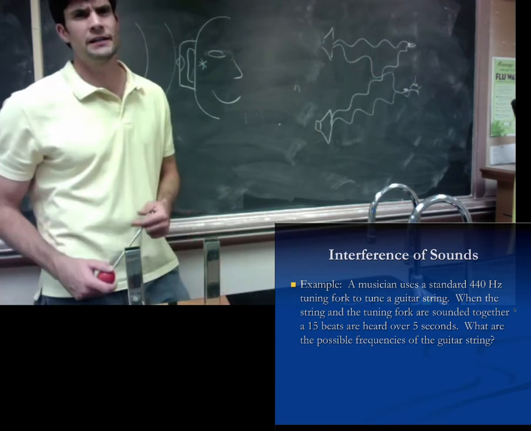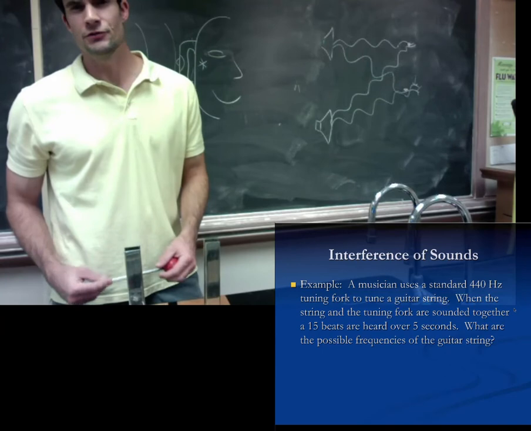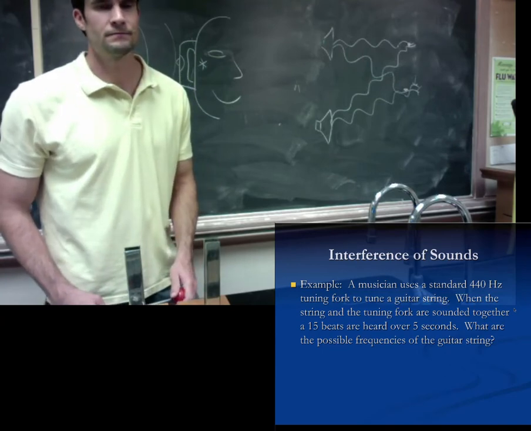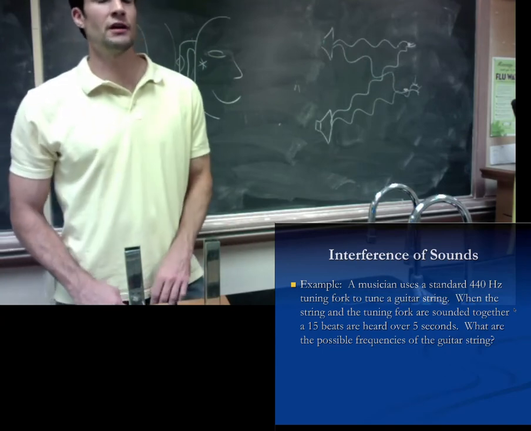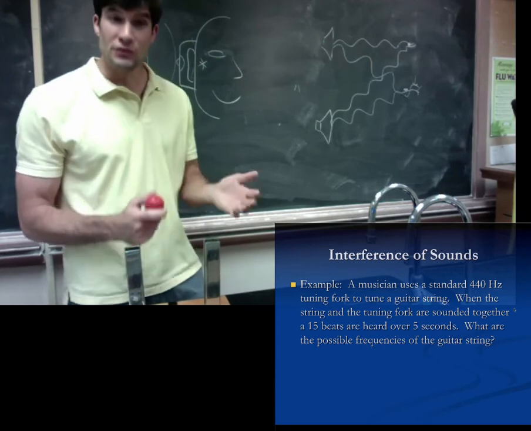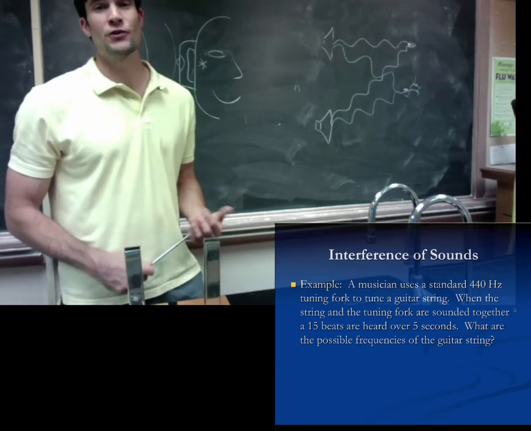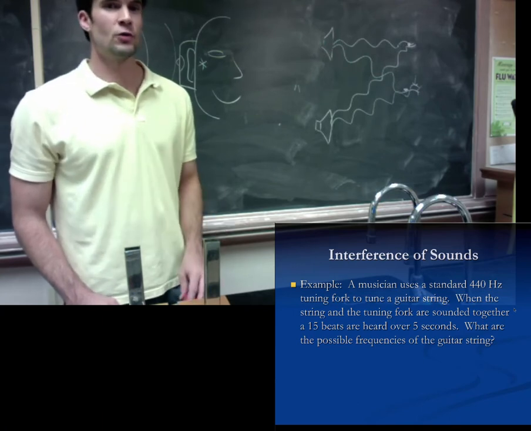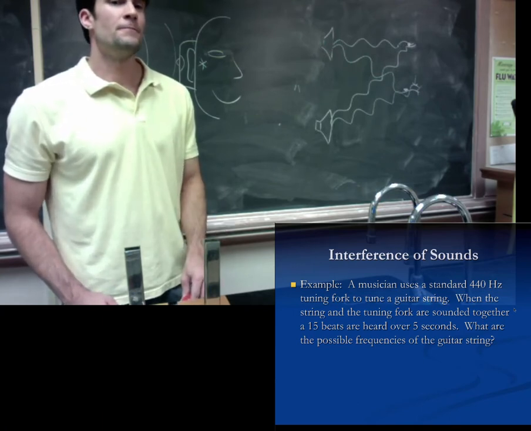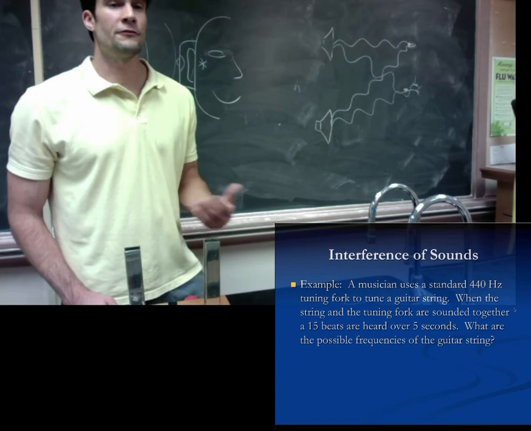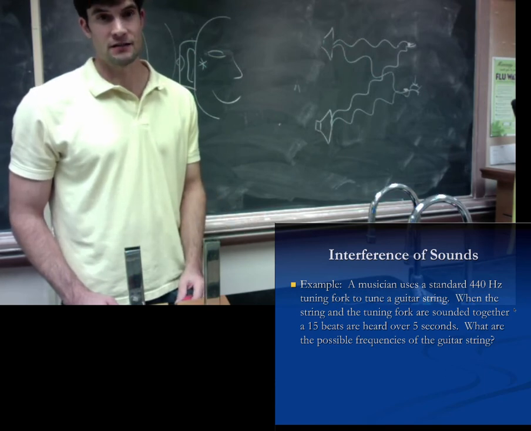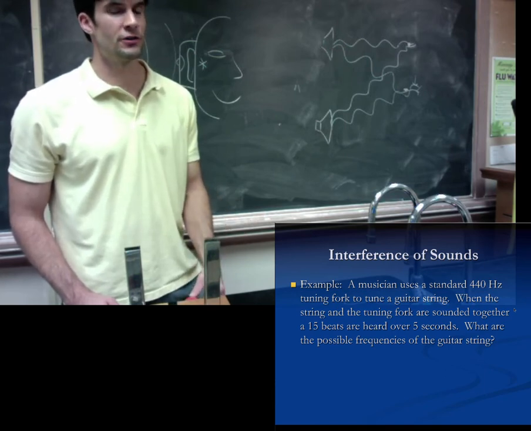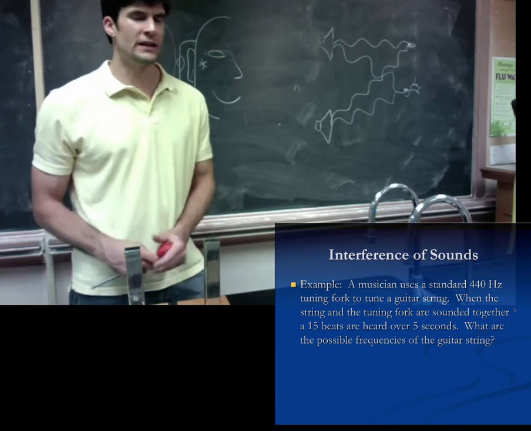All right, so here's an example using beats. This is extremely easy. A musician uses a standard 440 hertz tuning fork to tune a guitar string. When the string and the tuning fork are sounded together, 15 beats are heard over 5 seconds. What are the possible frequencies of the guitar string? We don't even need to write that out.